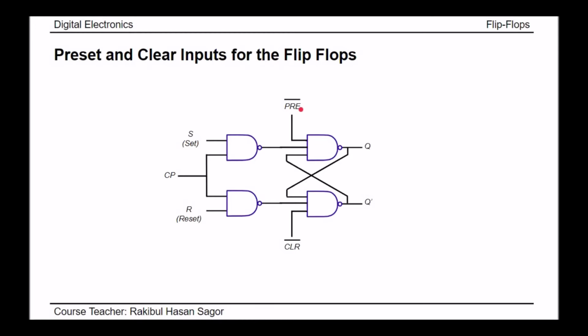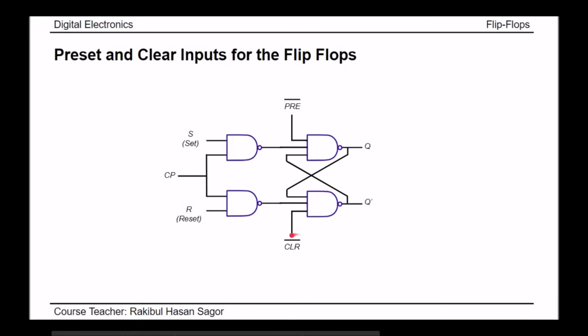Let me tell you the operation. Whenever preset is activated, the value of preset is given 0. It's an active low input. Active low input means it will be activated when the low input is given. Low input means 0 input is given. Whenever 0 input is given, one of the inputs of this NAND gate is 0. So what will happen? The definite output will be 1. Whether the clock pulse triggers or not, the output will be set to 1. That means the output is set. So we are setting the output beforehand. That's why it's called preset.